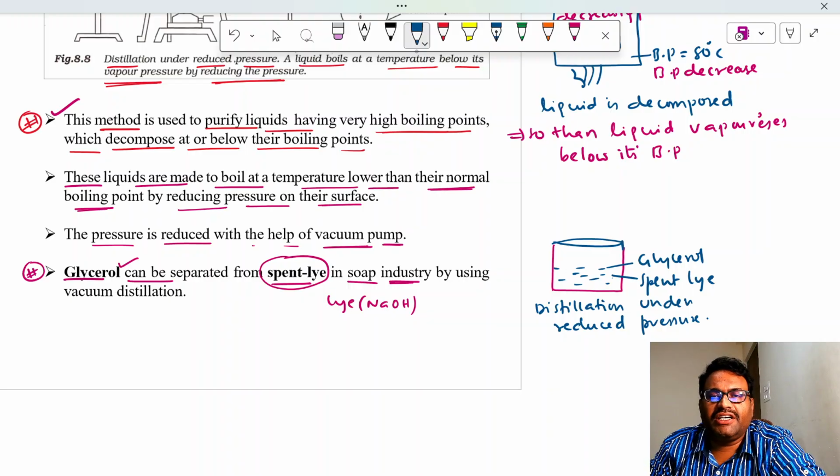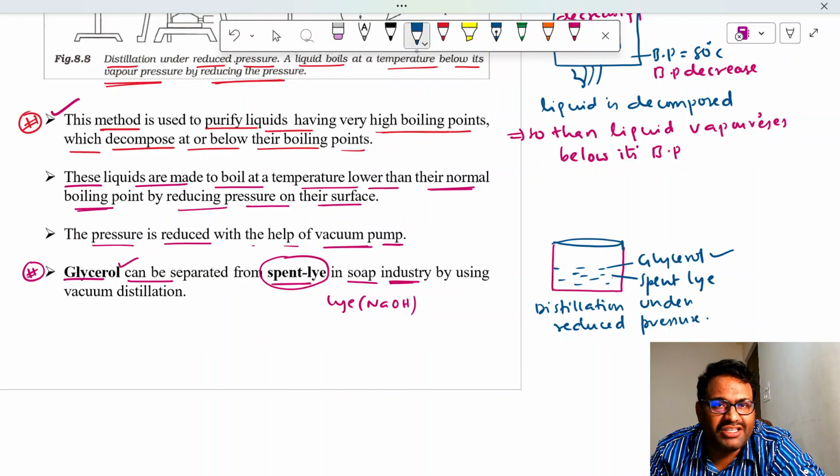So when you decrease the pressure over this liquid, glycerol will boil below its boiling point. If you don't reduce the pressure and if you distill, glycerol will decompose. If you decrease the pressure over this liquid mixture and heat it, the glycerol will be boiled below its boiling point and can be separated.